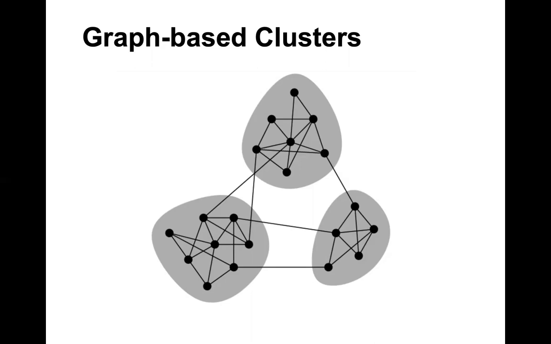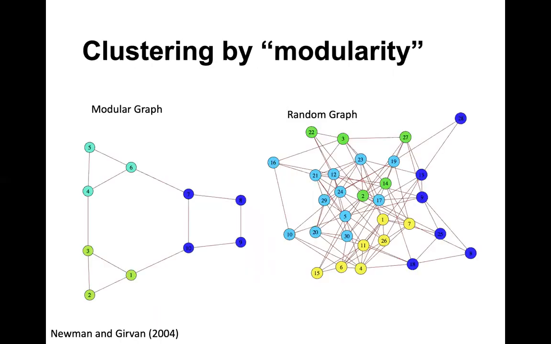Another graph-based clustering criteria is clustering by modularity or community detection. And if you've heard of Louvain or Leiden clustering, this is probably one of the most popular algorithms. It's implemented in 10x Cell Ranger. It's implemented in ScanPy and Seurat. The idea is to cluster based off of modularity.